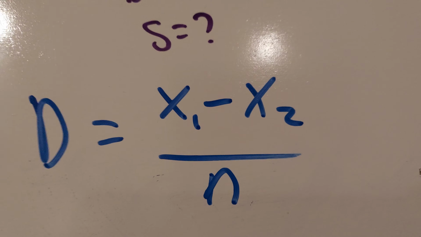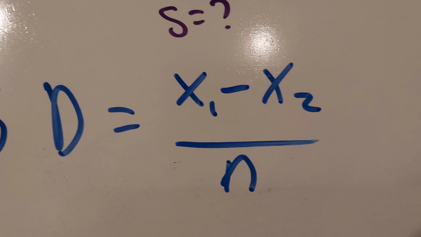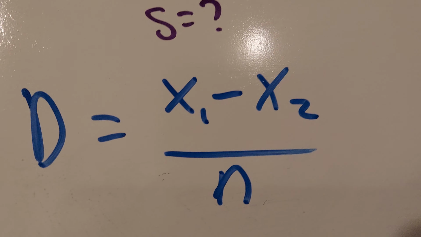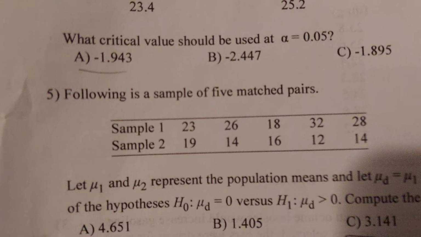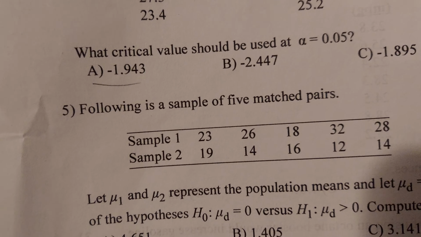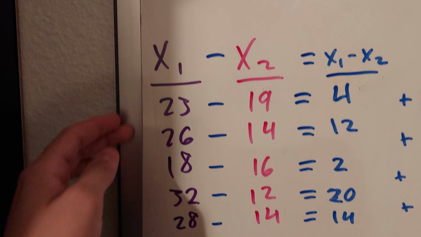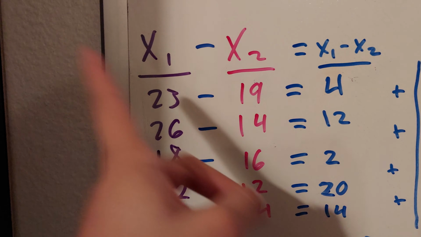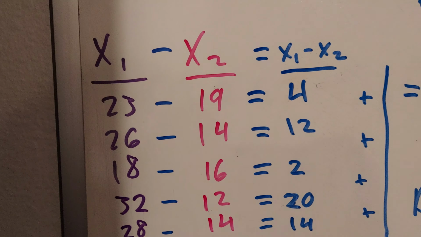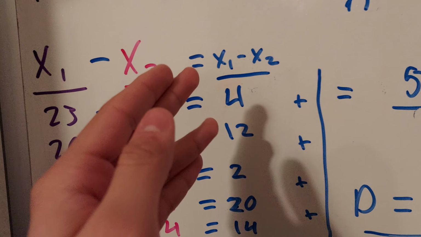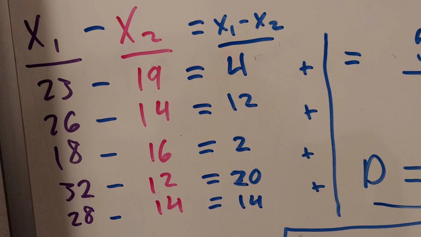All right, now we're going to be finding d first. To find d, we're going to be using this formula: d equals the sum of the x1 minus x2 data set divided by n. So how do we find x1 minus x2? Well, we're just going to get our two samples, and we'll refer to them as x1 for sample 1 and x2 for sample 2. I've already written them down. Here are all the numbers, and we're just going to subtract them from each other. So 23 minus 19, and so on and so forth. The resulting numbers are our x1 minus x2 data set. So it's going to be 4, 12, 2, 20, and 14.